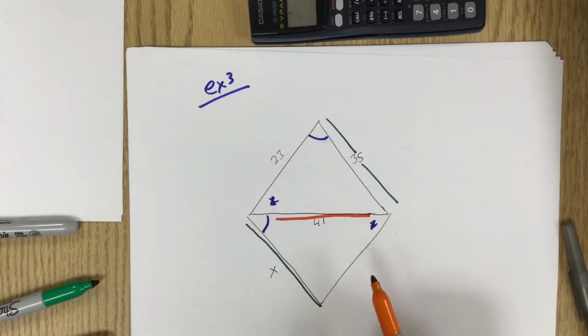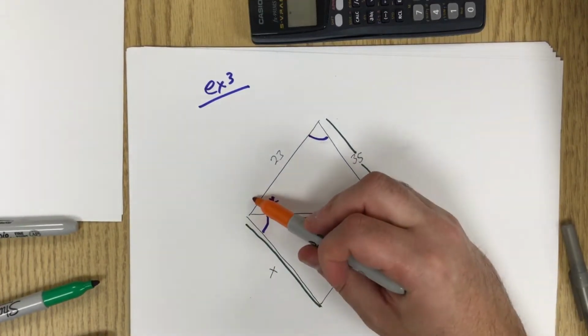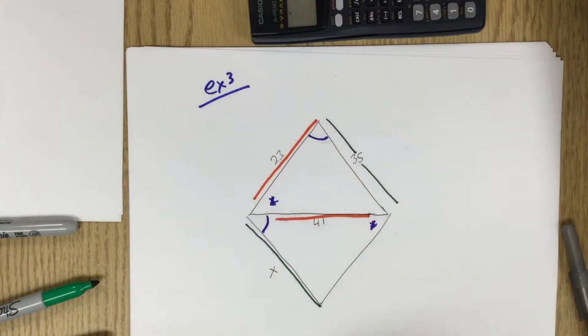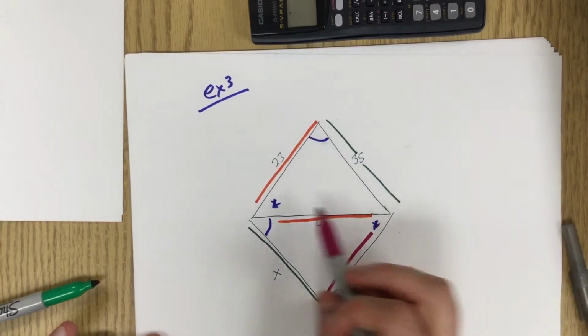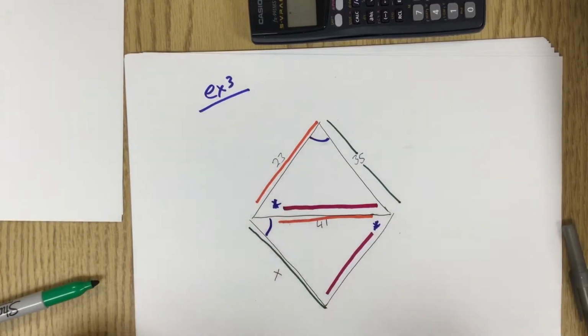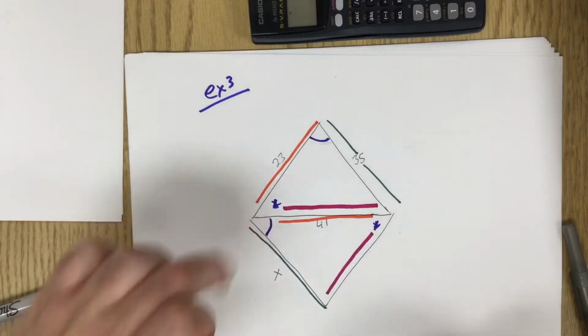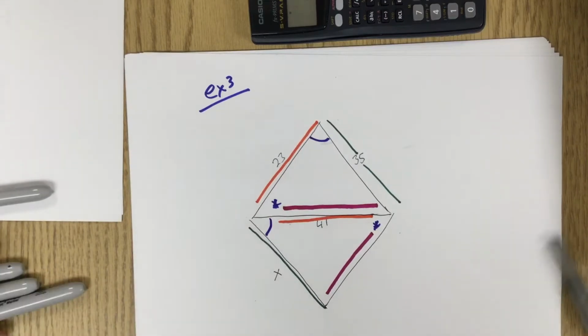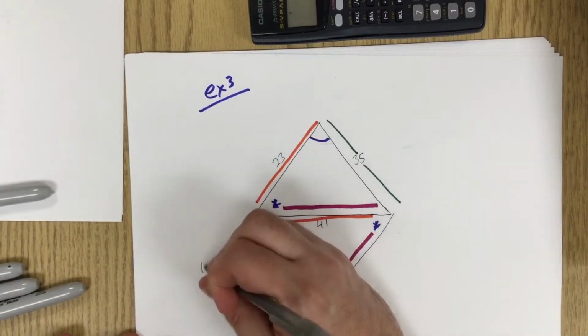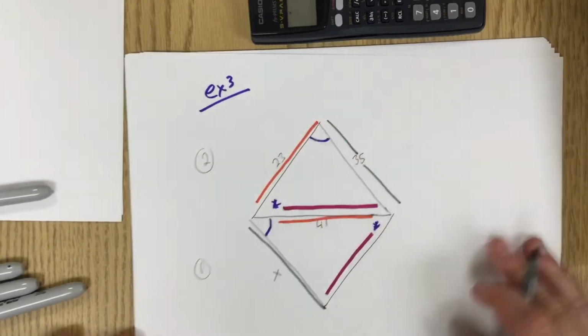The 41, which is going to actually correspond to that. And then this one is going to correspond to that. So the 41 is the orange on the bottom triangle, and it's the red on the top triangle. And which triangle are we going to call triangle number 1? We're going to say the bottom one has the x, so that's kind of our triangle 1, and that's our triangle 2.